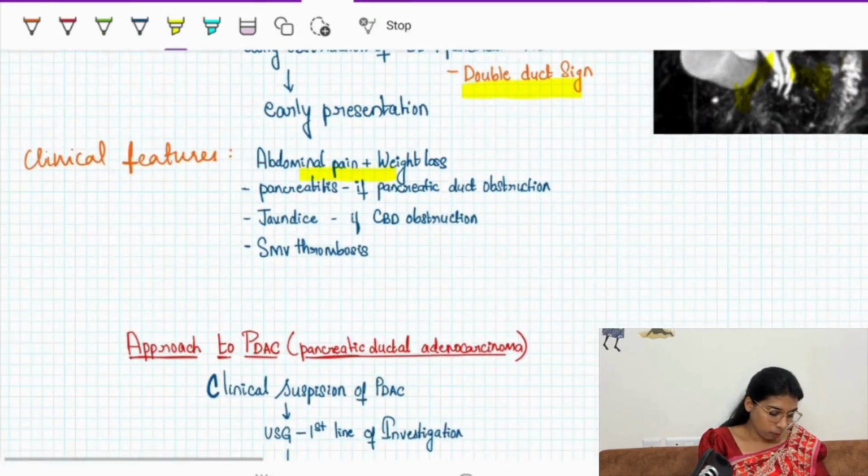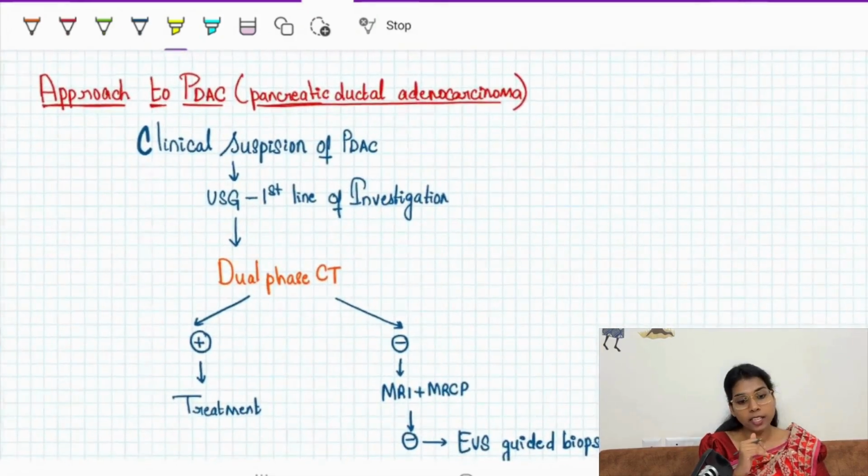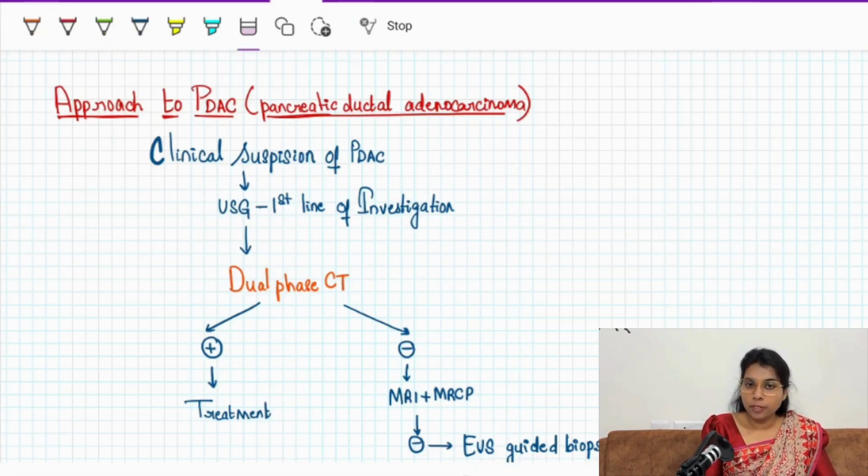Now we'll move forward to look at the approach to PDAC. How do we approach a case of pancreatic ductal adenocarcinoma? Whenever you have a clinical suspicion of pancreatic ductal adenocarcinoma, we do ultrasound, which is the first line of investigation. Even on ultrasound, if you are feeling that it is a malignancy, go ahead and do a dual phase CT, which includes a pancreatic phase and a venous phase. On a dual phase CT, if you are able to detect a pancreatic ductal adenocarcinoma, it is a radiological diagnosis, and hence you directly move forwards to the treatment.